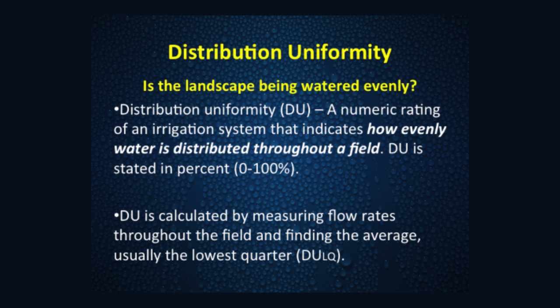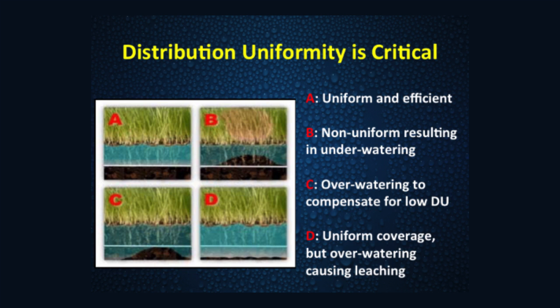Okay, we talked about this. How uniformly is that water applied? Never 100%. Visually, this is what's happening underground when it's not uniform. A is uniform and efficient. B, not uniform, but good scheduling. But you've got this dry spot here.